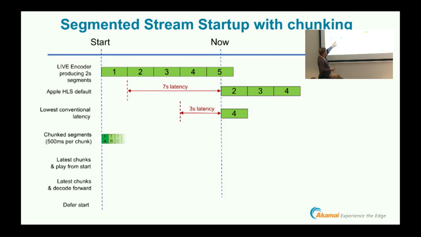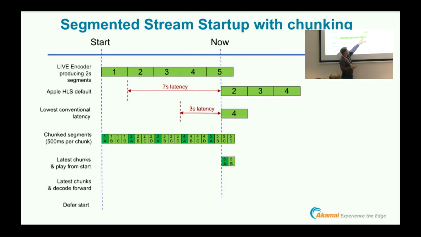But now let's imagine this encoder was making these chunks I just spoke about separately. So I've imagined that it's making 4 chunks in its 2-second segment. Each chunk is 500 milliseconds. I called them A, B, C, and D. Now when my player wants to start, it has to start with an A chunk because that holds the key frame that it must decode from. But it could pull 5A and 5B because they're ready, they're available. And when it does that, it would have 1 second of latency.